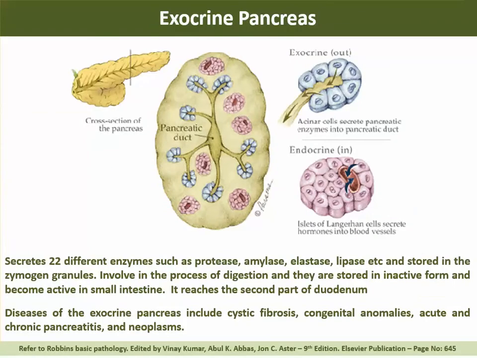Before going to that, you all know about the exocrine pancreas, right? The pancreas secretes a lot of enzymes. As we know, there are 22 different types of enzymes such as protease, amylase, elastase, lipase. They are stored in the zymogen granules. The most important enzymes are amylase and lipase. Why are they important? All the enzymes are important, but for these two enzymes we do lab tests.